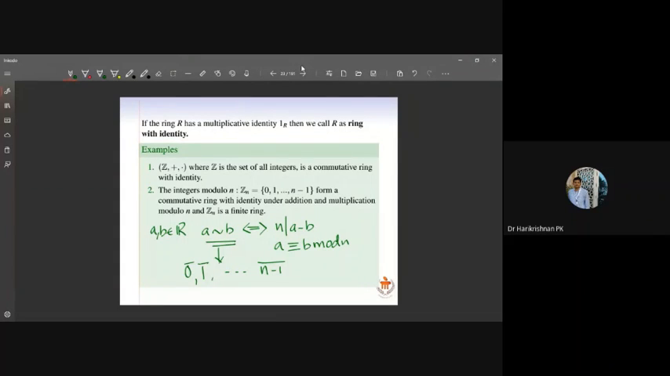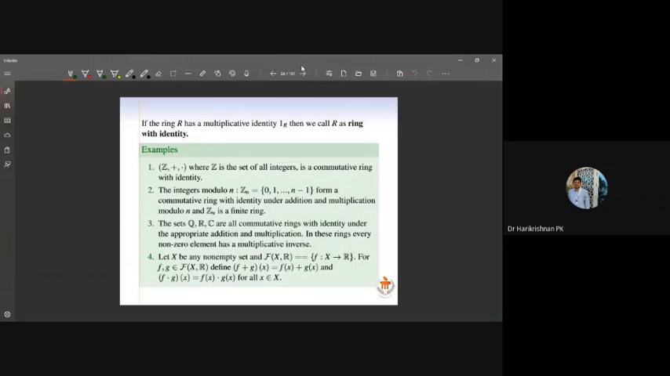You might have seen how to define the addition of two elements in integers modulo n and multiplication modulo n. With respect to these two operations, you can see that this set satisfies all the conditions of a ring. So it is another example of a ring. For the first example, the set contains infinitely many numbers, so it is an example of an infinite ring. And here the set contains a finite number of elements, so you can tell that this is an example of a finite ring.